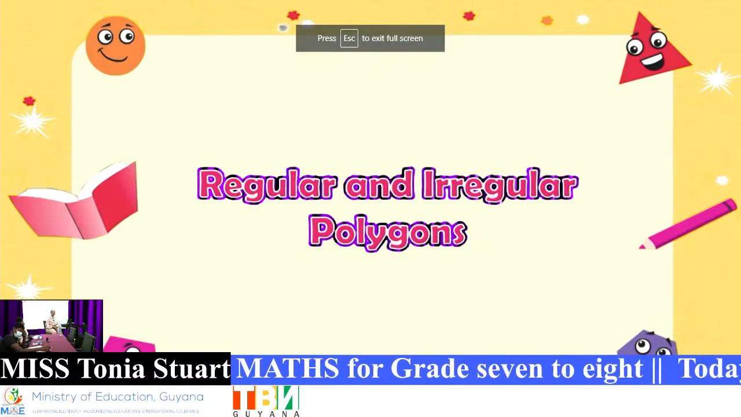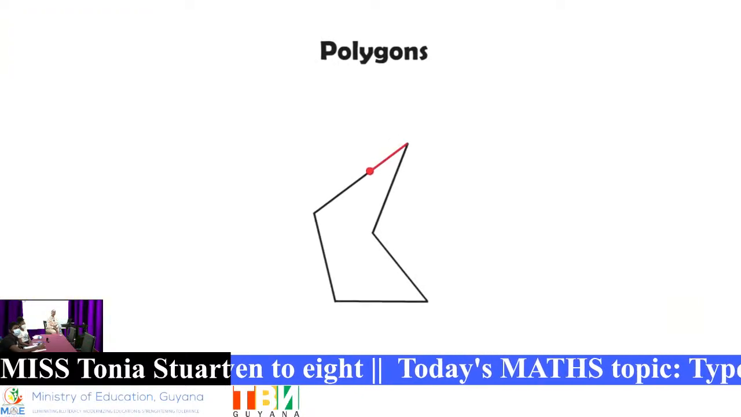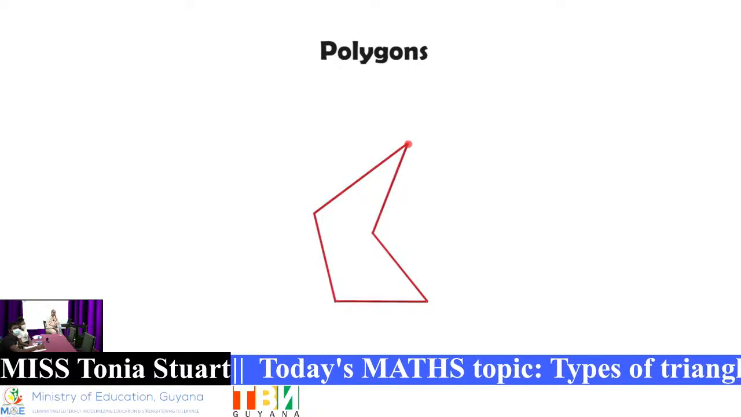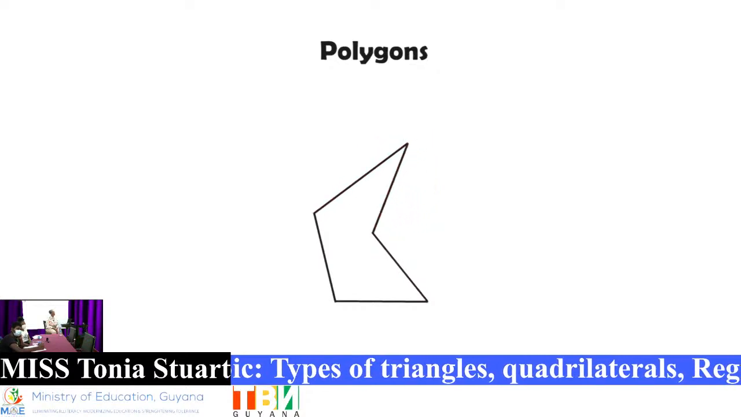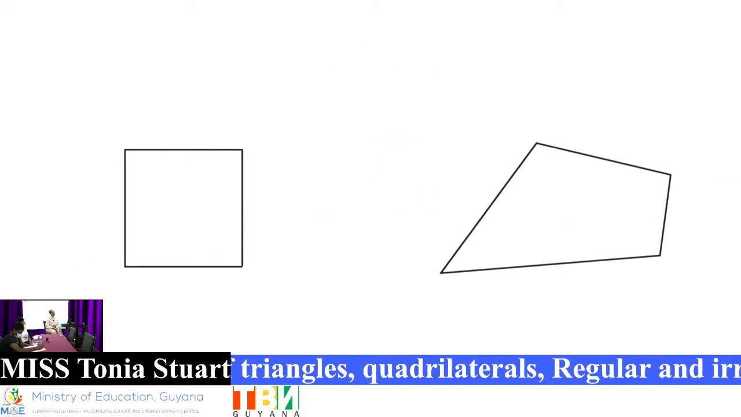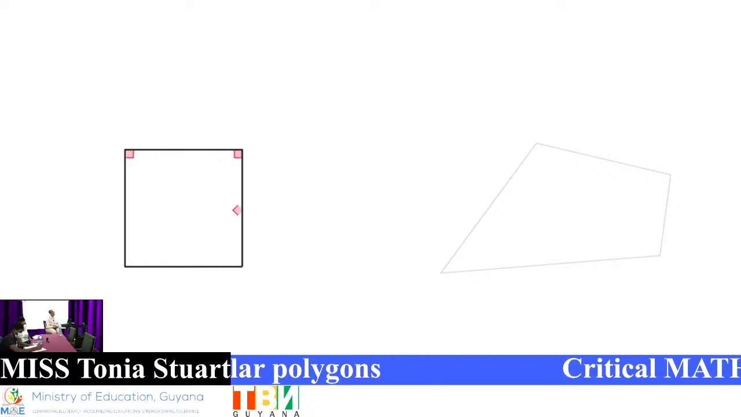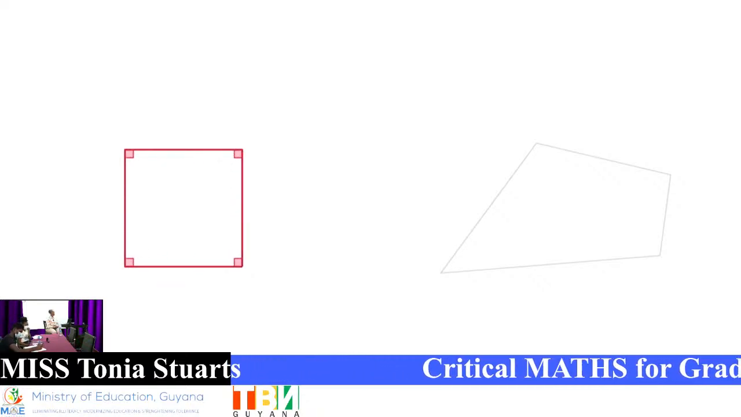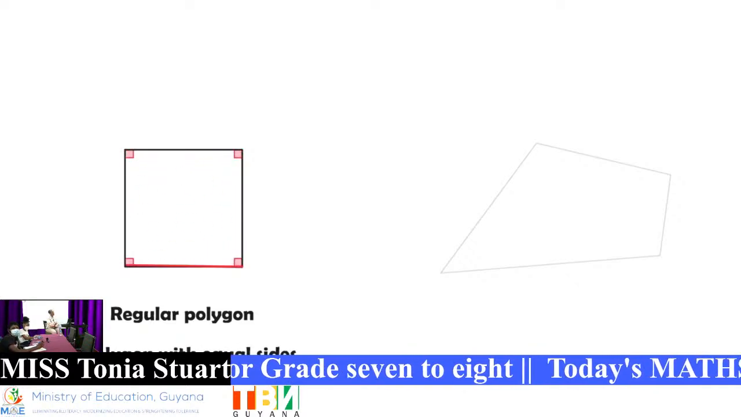Regular and irregular polygons. As we learned before, a polygon is a closed two-dimensional shape made up of line segments only. If we have these two polygons, what can we say about their properties? Let's talk about the first one. The side lengths of this square are equal, as well as the size of its 4 angles, because they are all right angles. This kind of polygon is called a regular polygon. So, a regular polygon is a polygon with equal sides and equal angles.